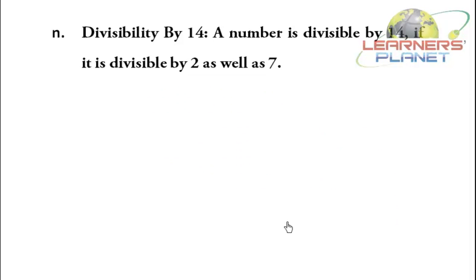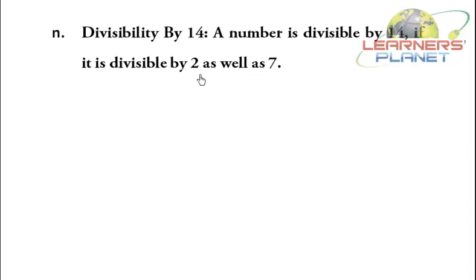Now we see the divisibility by 14. A number is divisible by 14 if it is divisible by 2 as well as 7. The number will be divisible by 2 if it is even, and if it is divisible by 7 also, then the complete number will be divisible by 14. We have already discussed the divisibility test of 7. So I hope you will practice on your own with the divisibility by 14.